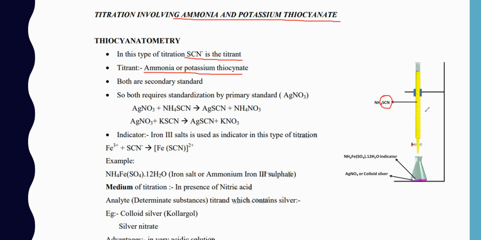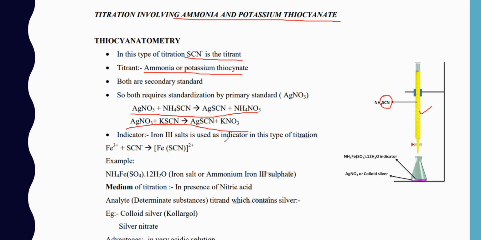So here you have ammonium or potassium thiocyanate in your burette. Both are secondary standards, so both require standardization by a primary standard, that is AgNO3. First we need to standardize ammonium or potassium thiocyanate, and then we can use it for the titration, because these are secondary standards. So we standardize them with the help of primary standard AgNO3. These are the reactions for standardization.